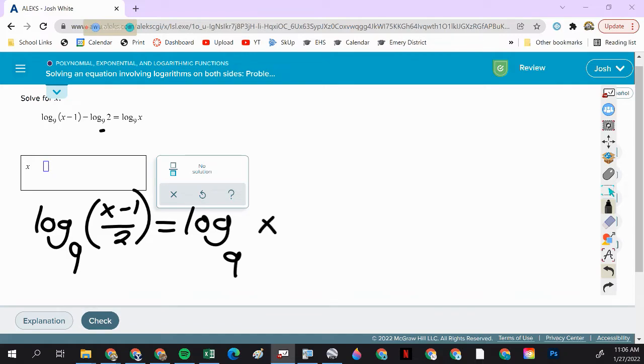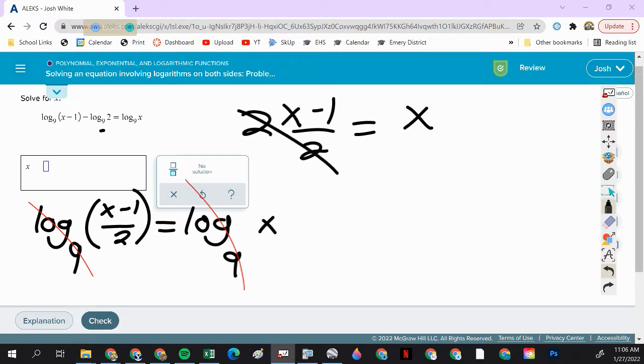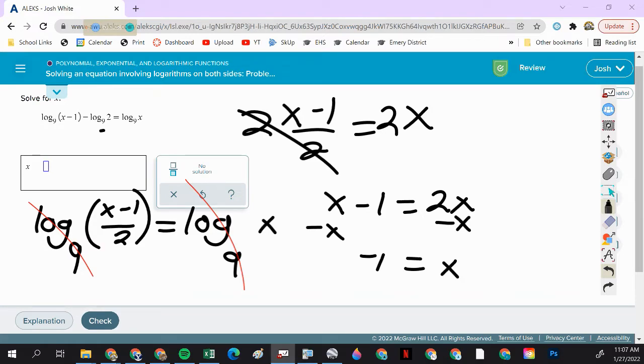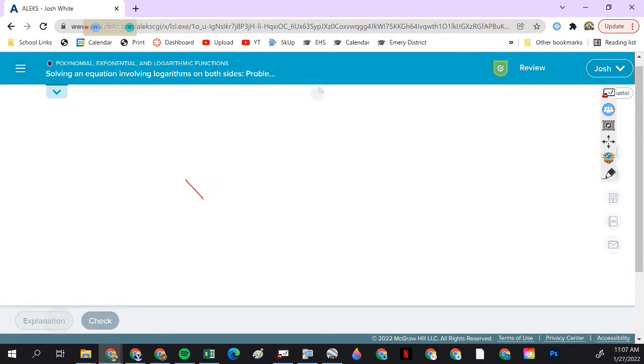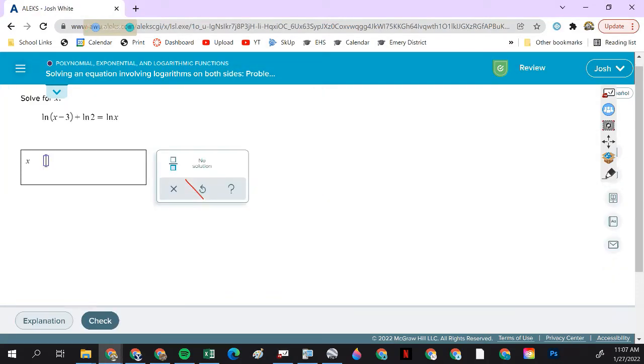Now I drop the logs. So x minus 1 over 2 equals x. That 2 is a problem. Multiply by 2. And I get x minus 1 equals 2x. X is negative 1. Okay. Do you want to do another one? Okay. All right.